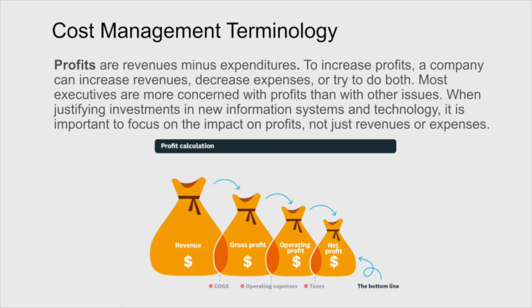First, we look at profits. Profits are really a simple calculation. You take your revenue and you subtract your expenses. That gives you your profit. To increase profits, a company needs to either increase its revenue or decrease its expenses, or try to do both. Most executives are really concerned with profits more than any other issue. So when justifying investment, a new information system or new technology, it's important to focus on the impact on profits, not just revenues and expenses.